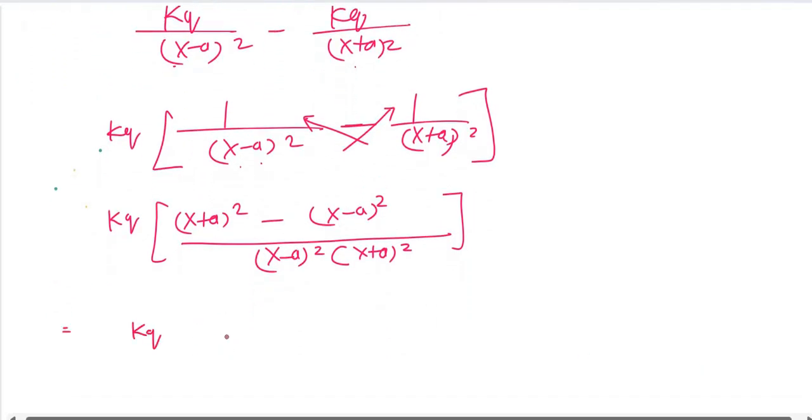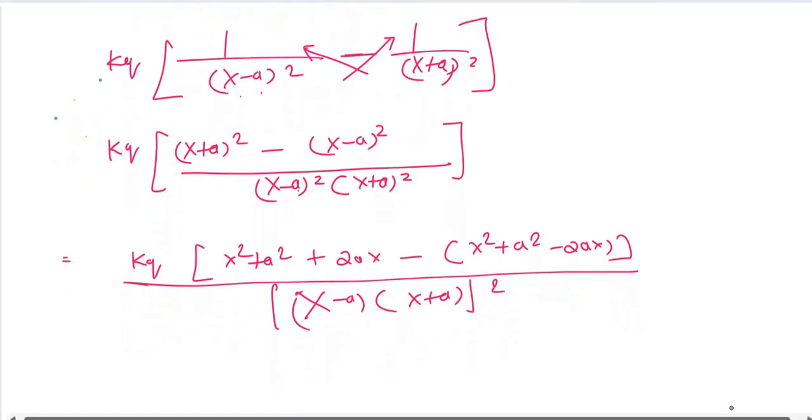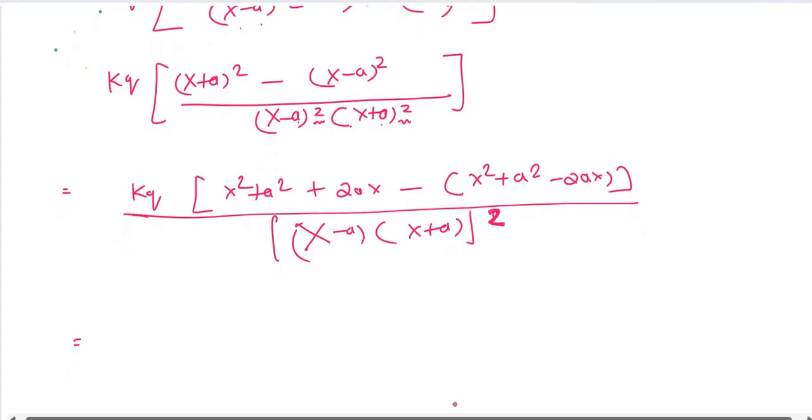Let's simplify it. So this is x square plus a square plus 2ax, minus, this is x square plus a square minus 2ax, and this is divided by (x minus a) and (x plus a) whole square. Perfect. So far it is okay. See, this is also square, this is also square, so I have combined these two to put a square. Okay, what can we do now? Think about it.